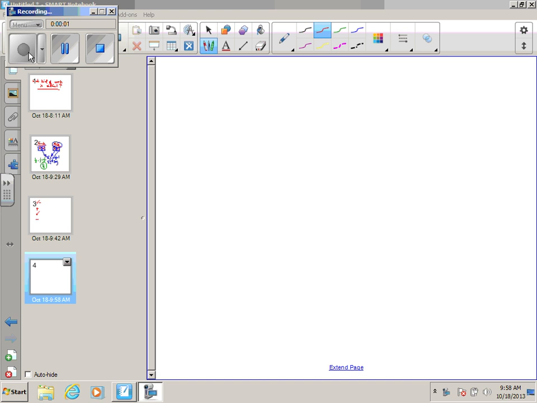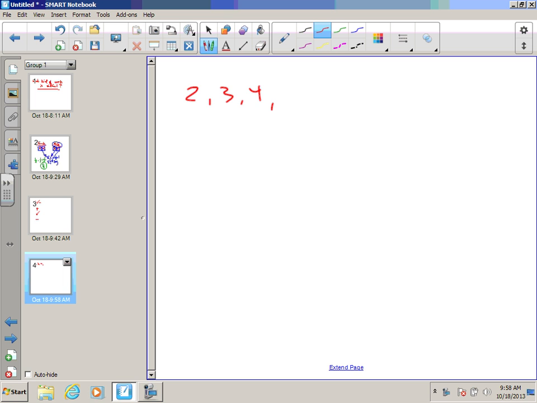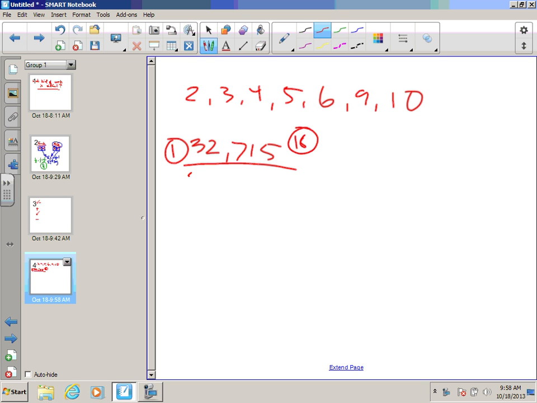See whether each number is divisible by 2, 3, 4, 5, 6, 9, or 10. Number 1, 32,715. Is it divisible by 2? No, because it's not even. What's the sum of the digits? 5, 12, 13, 18. Good. 18 is divisible by 3.